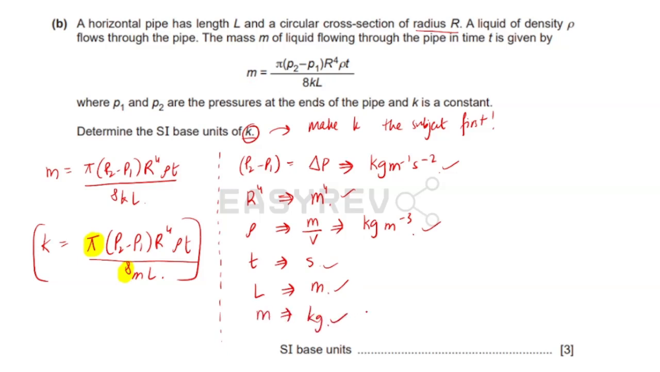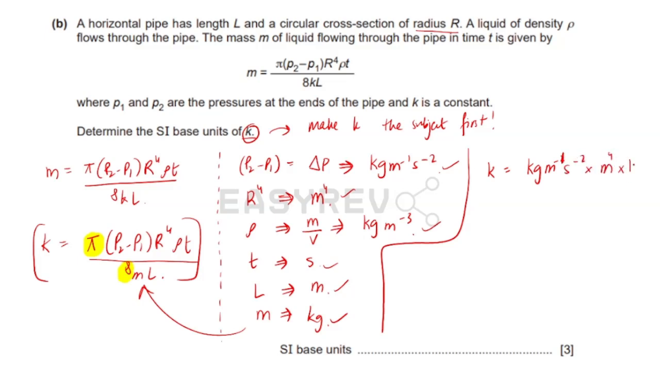Now I have everything I need and I just have to plug the SI units into the formula that's given. And I can do that over here. So I have kg per meter per second square times meter raised to the power 4 times kg per meter cube and times second divided by kg times the length L. Notice how once again I ignored the units for pi and 8 because they're unitless, so you don't have to include their units.